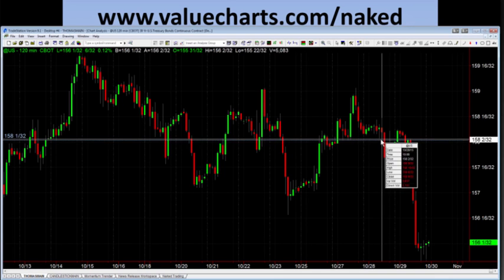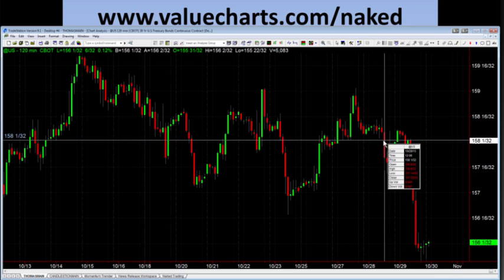There's your 10 a.m. bar. When does it break? Right over here before 12 o'clock. Here's your 158 and 132nd. Left shoulder, head, right shoulder. There's your breakdown. Retest, and sell off again, just like it's supposed to.